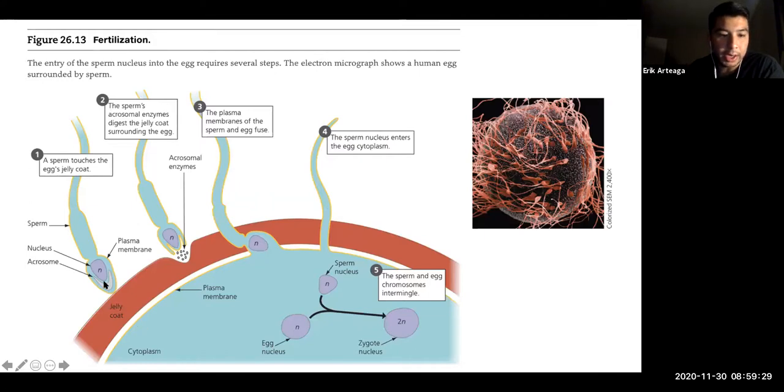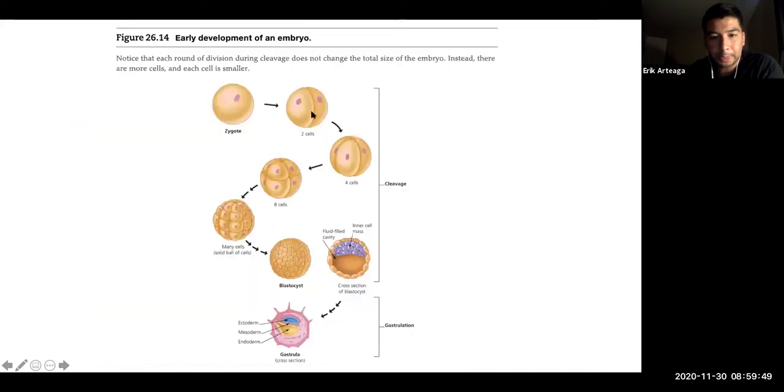Okay, so again, that acrosome is going to be used to break through that jelly coat. Once the acrosome eats away at the jelly coat, it'll fuse and cause all the other sperm that are trying to enter that egg cell to be kicked away. Again, you see all the sperm trying to enter the egg cell. Once it fuses, it kind of kicks all the other cells away. You have the fusion, and now you have a zygote.